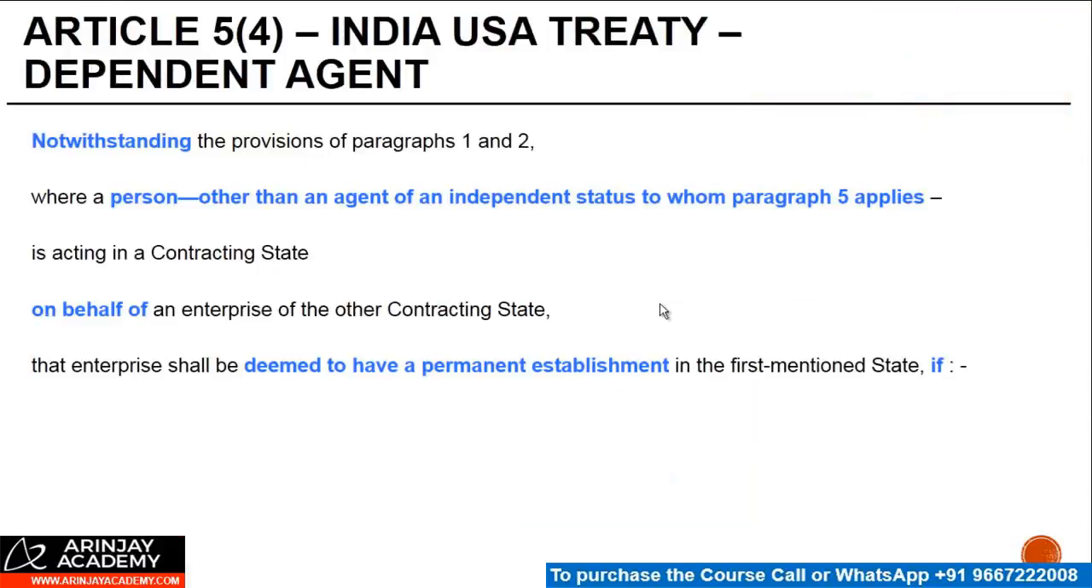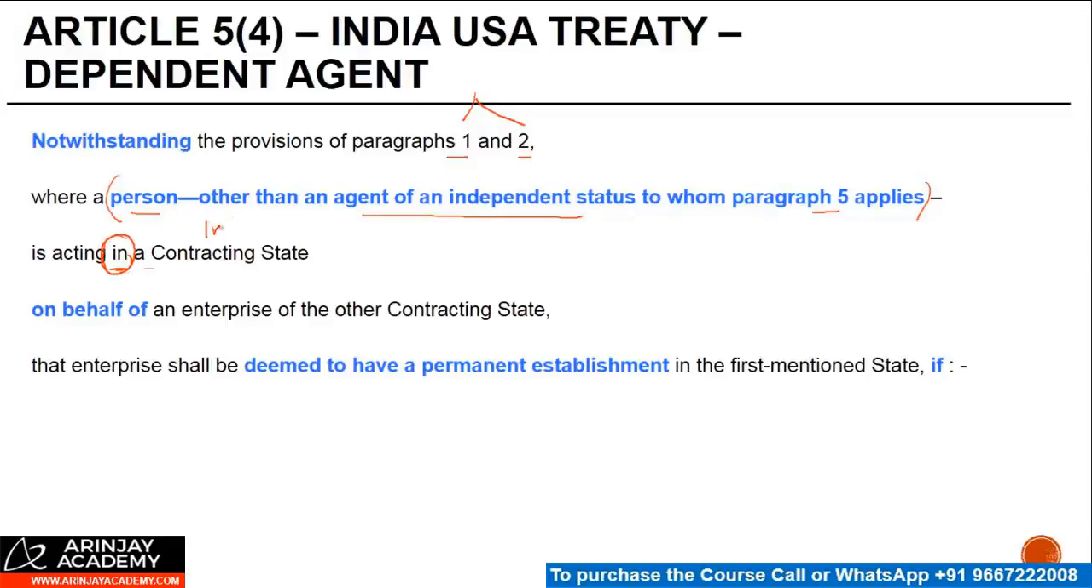Let's look at paragraph 4 first. Notwithstanding the provisions of paragraph 1 and 2, fixed place PE, inclusion in the definition of PE, where a person other than an agent of independent status to whom paragraph 5 applies. Clearly, if you are covered under paragraph 5, the question of looking whether you are a dependent agent does not arise. Right? Is acting in a contracting state.